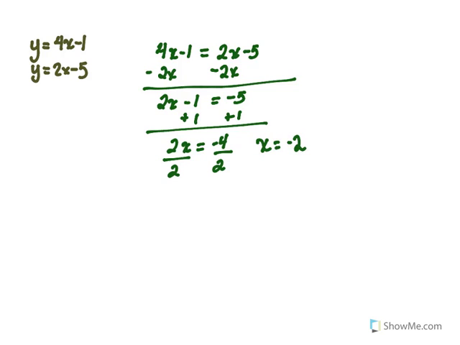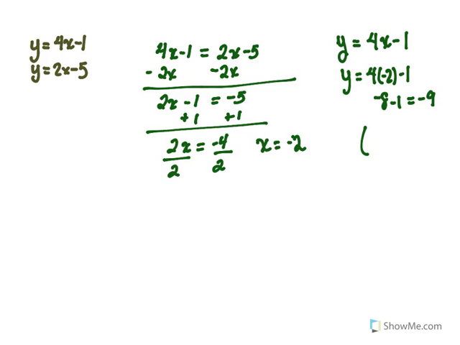Now I've solved for x, now I need to solve for y. Now I can plug this x value into either one of the equations. I'm just going to use the first one. It doesn't matter. You should get the same value no matter what. So y is going to be equal to 4 times negative 2, minus 1, so that's negative 8, minus 1, which is negative 9. So my point of intersection should be negative 2, negative 9.